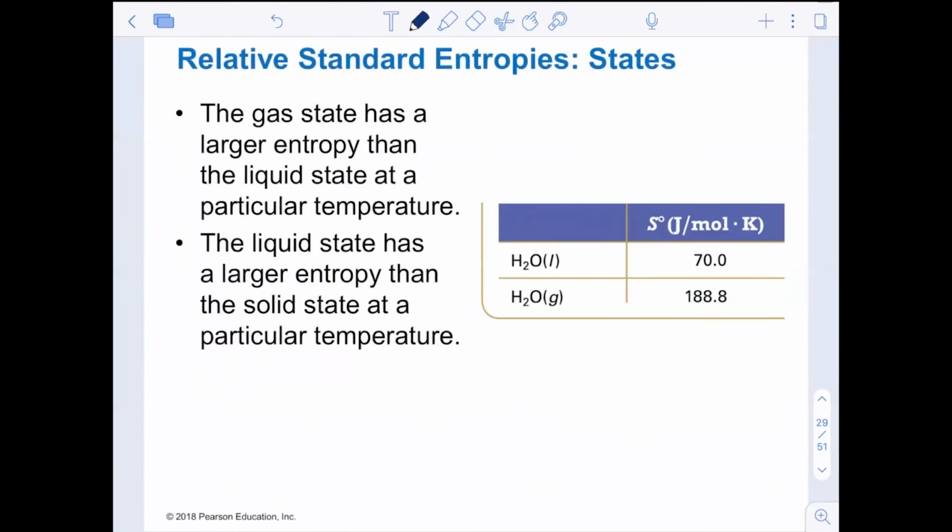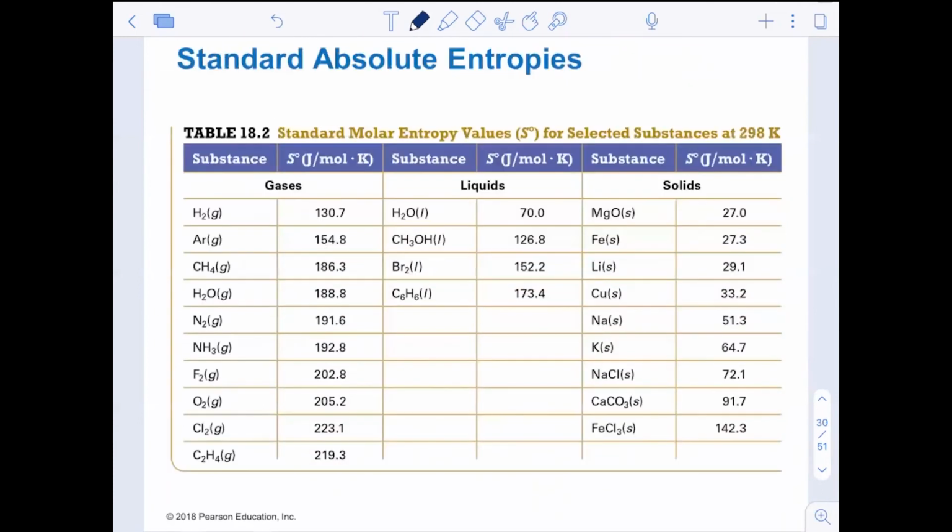Relative standard entropies. So when we're looking at a gas state, it has a larger entropy than a liquid state, and we can see that in the delta S's at the standard state. The liquid state has a larger entropy than the solid as well. So we can just see that relationship here. Gases will always have a higher entropy than the liquid form. Now we have numbers to it, right?